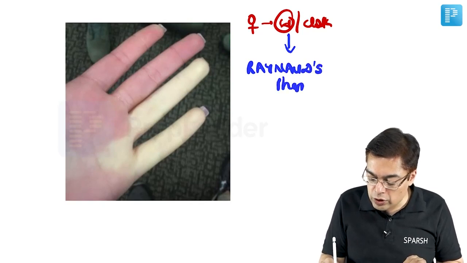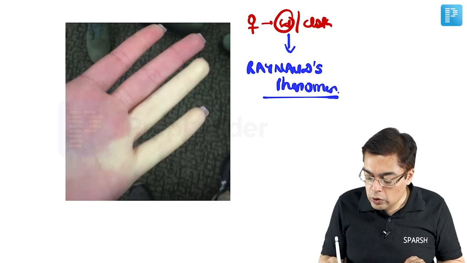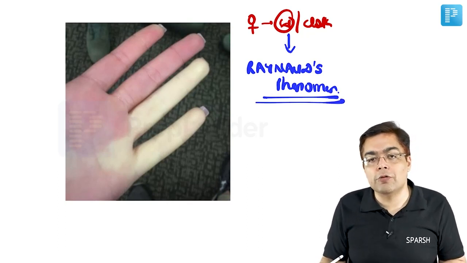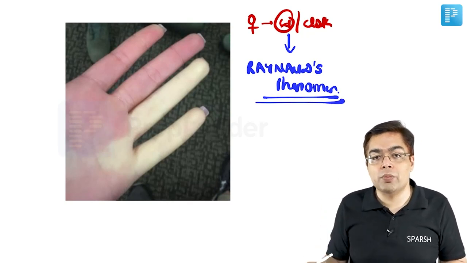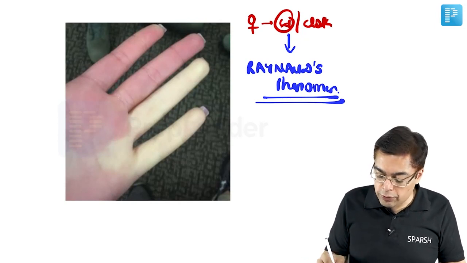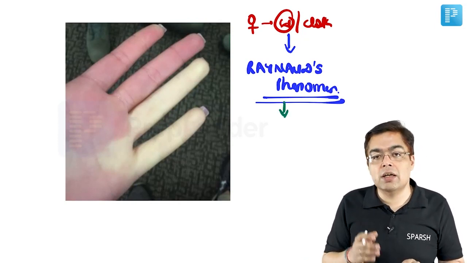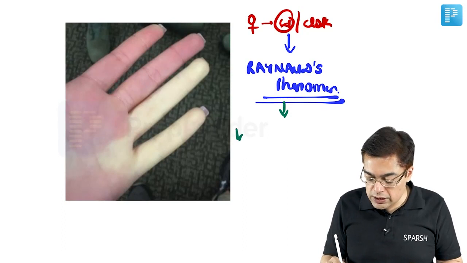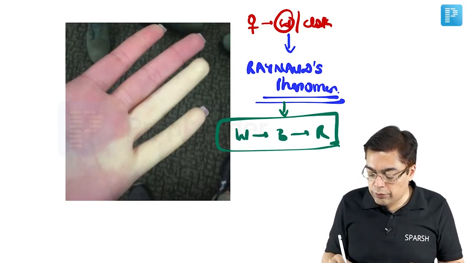Any kind of history of exposure to cold weather, or let us say washing clothes in cold water, or for that matter use of a vibrating instrument like certain tools, can be responsible for the development of a change in the color of the digits. What's the sequence of color change? White followed by blue followed by red, right? That is what they'll ask you in the exam.